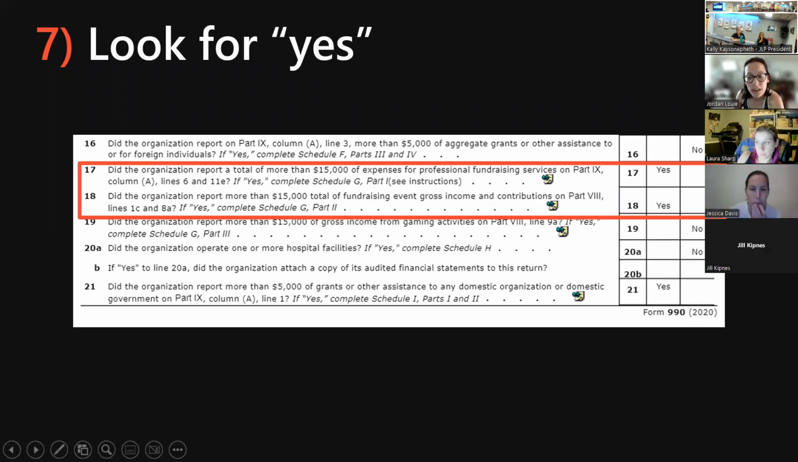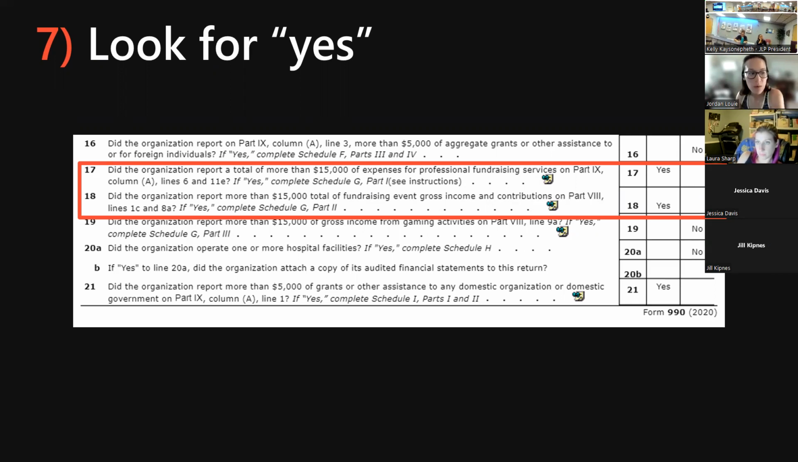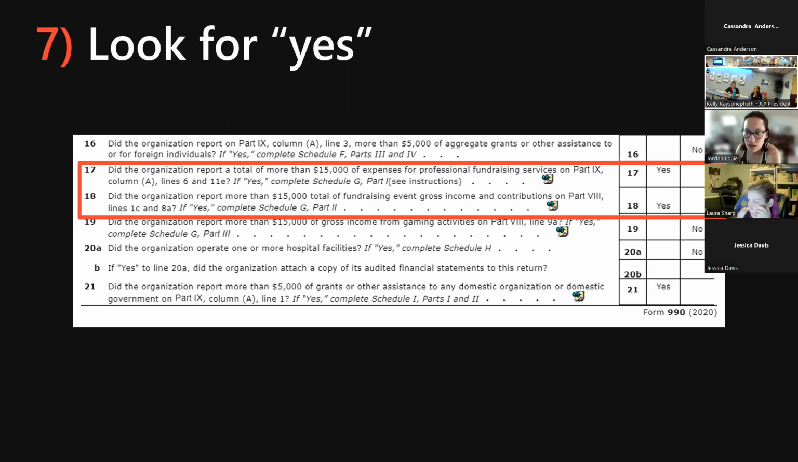Yeah. What do you see? Maybe not a question. Interrupt me if it was. So the second yes: did the organization report more than $15,000 of event gross income and contributions? If yes, complete Schedule G Part 2. So we're going to check that one out. The section's really long. So does anyone see any yeses that you're like, huh, that's interesting? Cassandra. What do you see, Cassandra?